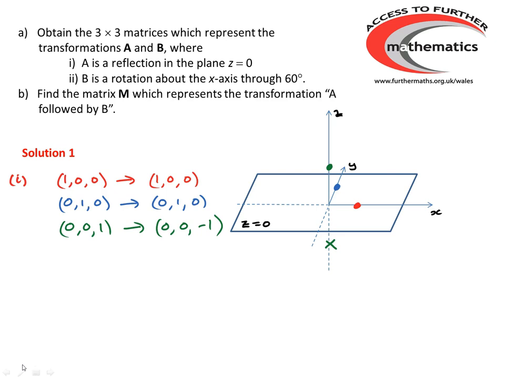So putting these three pieces of information together, we can say that the matrix for a reflection in the plane z equals 0 is the matrix reading across 1, 0, 0, 0, 1, 0, 0, 0, minus 1. The first column is the image of 1, 0, 0. The second column is the image of 0, 1, 0. The third column is the image of 0, 0, 1.